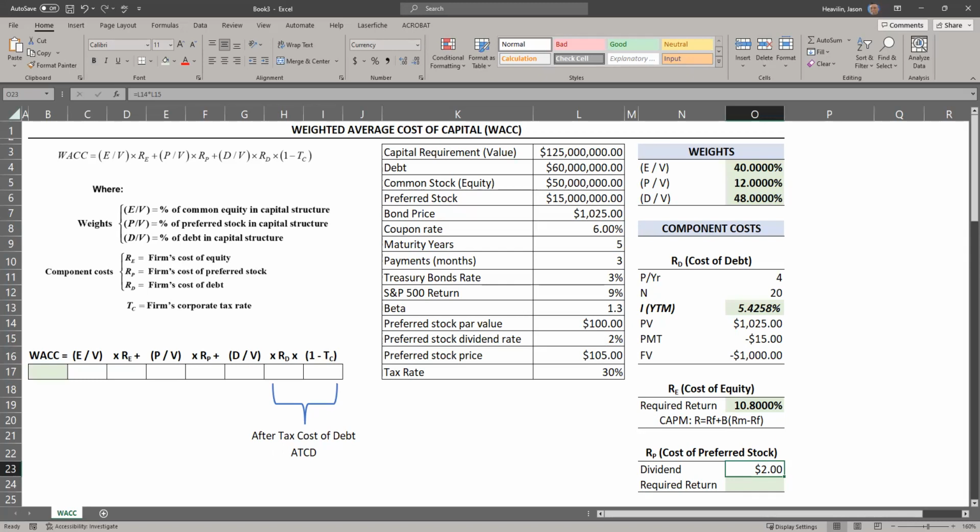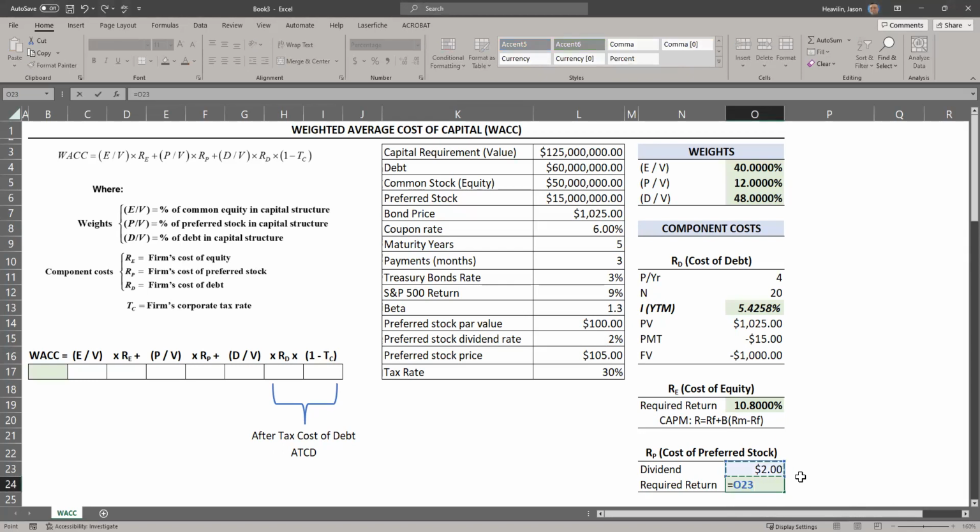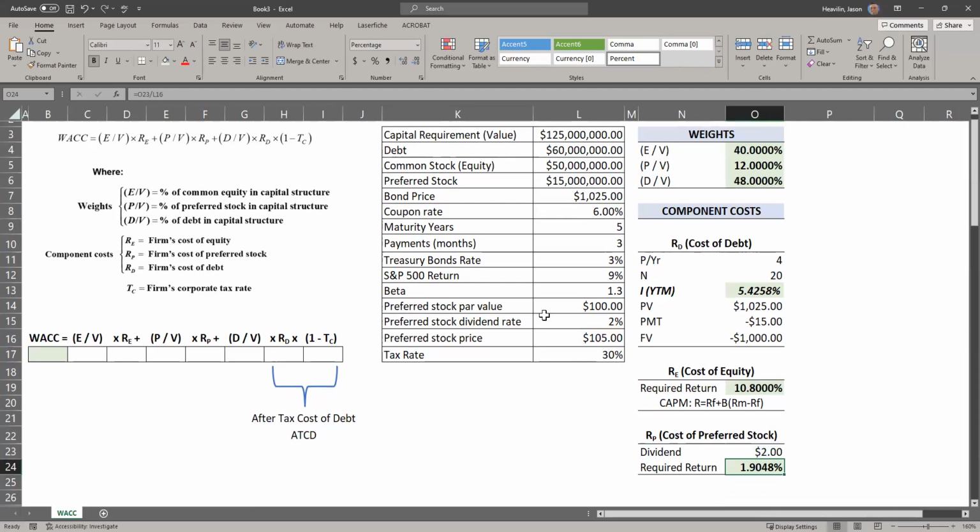Now that we have that number, we're going to get the required return on the preferred stock as a percentage. So now we use the dividend we just calculated, but we're going to divide it by the actual price the preferred stock is selling for, which is $105. And that gives us the required return of the preferred stock.